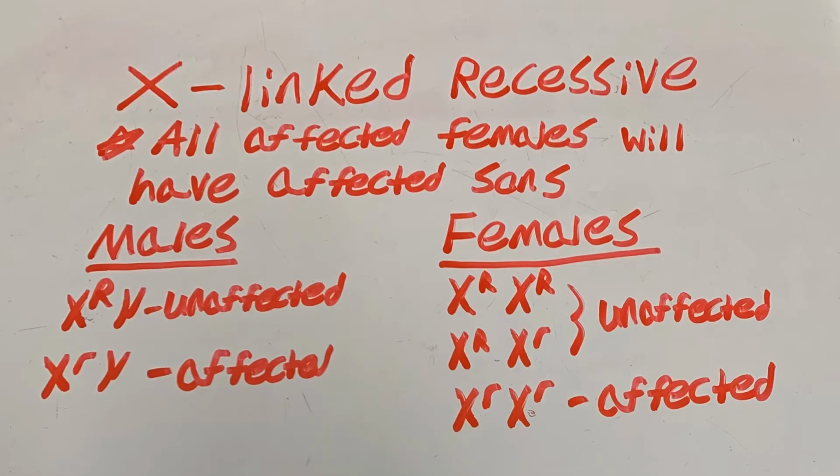Lastly, with X-linked recessive, all affected females will have affected sons. And again, like I mentioned last slide, males have 2 genotypes and 2 phenotypes, while females have 3 genotypes and 2 phenotypes. So if you're a male and you have the recessive allele, then you will be affected. And if you're female and you're homozygous with a recessive allele, you will be affected.